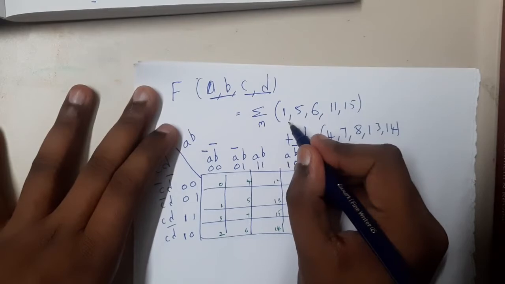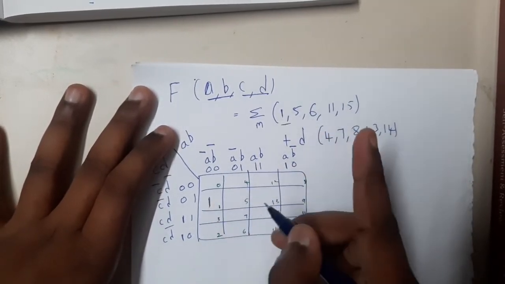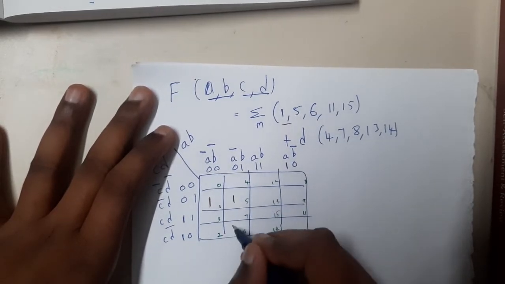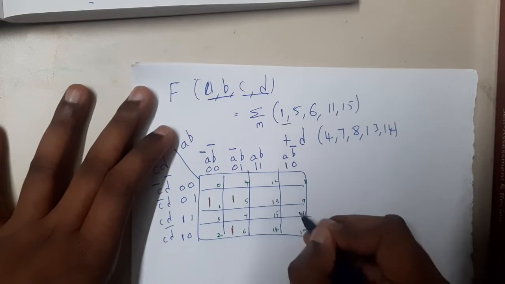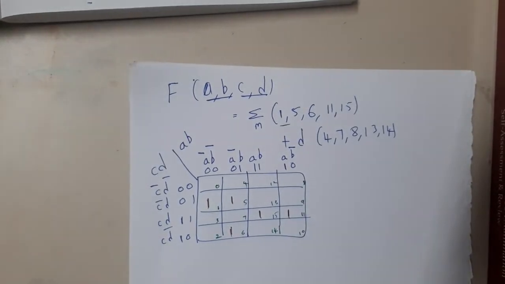Okay. So first let us write the min terms, guys. At the 0th location we are having one min term. So min term means 1. Similarly at 5, at 6, at 11, and at 15 we are having min terms. So these are the locations for min terms, right?